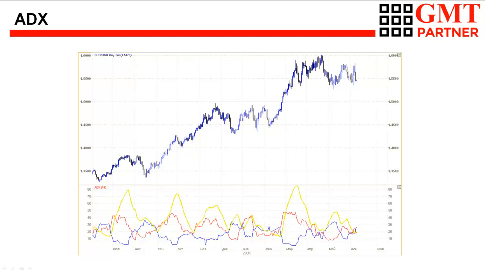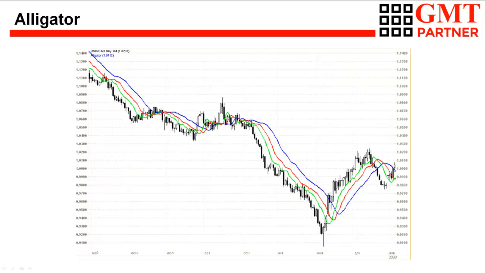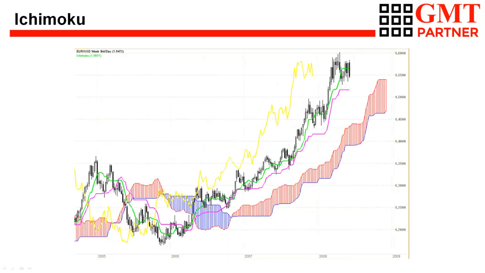You can also use other analytical tools, for example, such an indicator as ADX. Another option is an indicator called Alligator, which consists of 3 moving averages, shifted forward by a certain number of time intervals. One more option is Ichimoku, an indicator which was originally used in Japan. It consists of several moving averages, which form support and resistance areas, and generate trend reversal signals.